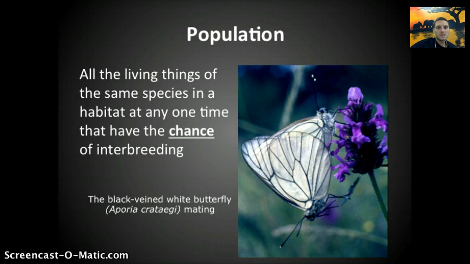When members of the same species are together in the same area, we call this a population, and that is all living things of the same species in a habitat at any one time that at least have the chance of interbreeding. We refer to this as a population. Now, populations can sometimes be limited in their ability to reproduce. And a good example of this would be if we have two populations of the same species, but they're in different areas. They're probably unlikely to reproduce with one another because they are in two separate locations.